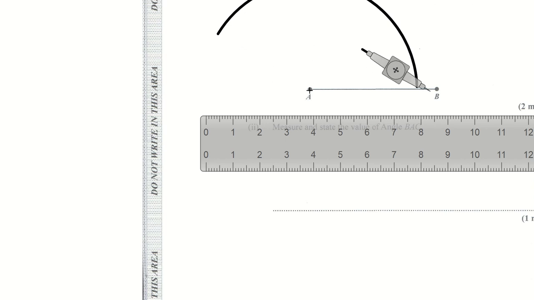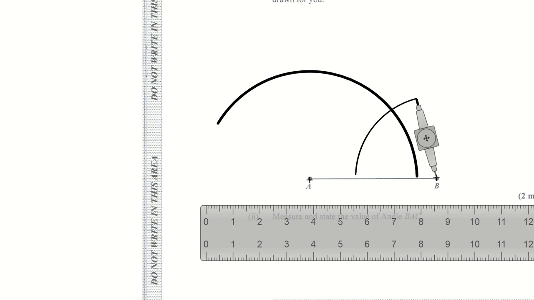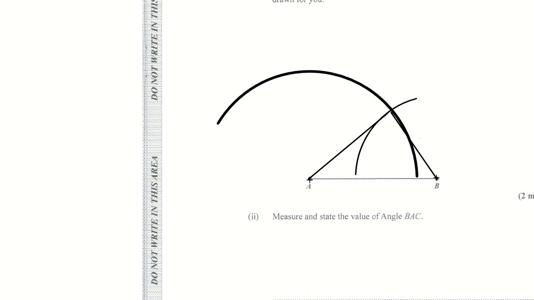Let's just say we're doing this here. B is here, and let's just say this is 5. You're going to do the same thing. And where the arc for AC and the arc for BC intersect, that is the location for C. So C would be somewhere around here. Right? And that is how you would have drawn triangle ACB. So C is here.